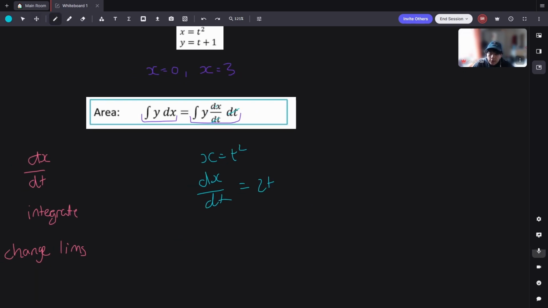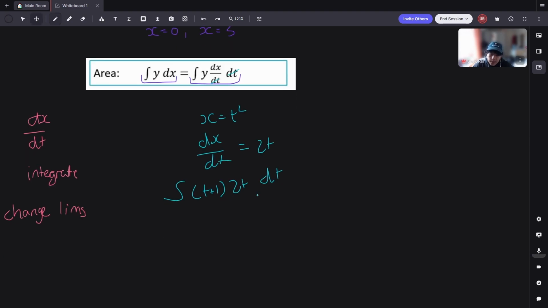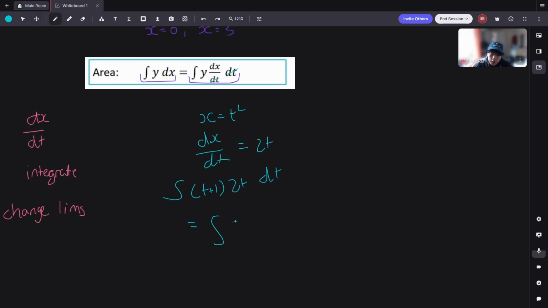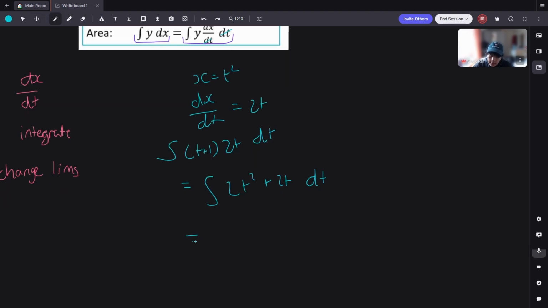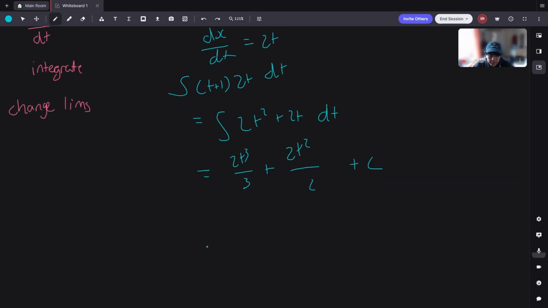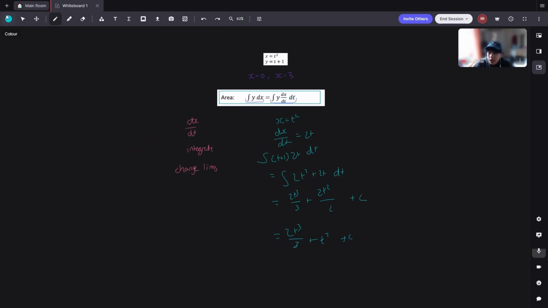So how do we go about integrating? We utilize the second equation here. y is equal to t plus 1. Multiply that by dx/dt, which we just found, 2t, and integrate with respect to t. This equals the integral of 2t squared plus 2t dt, which gives 2t cubed over 3 plus 2t squared over 2, which simplifies to 2t cubed over 3 plus t squared plus c. Okay, now that we've got that, we need to change the limits.